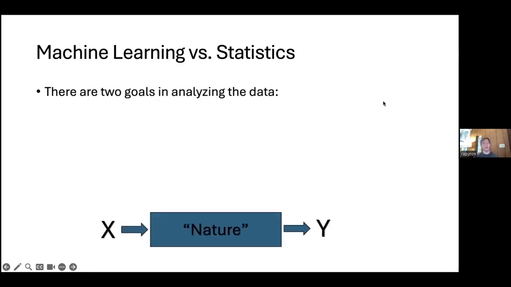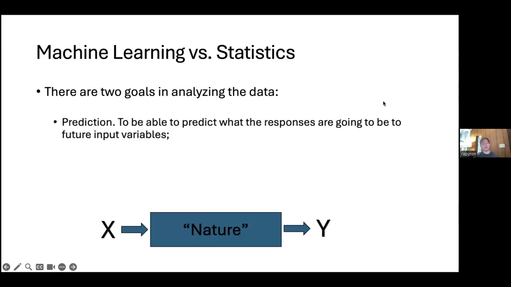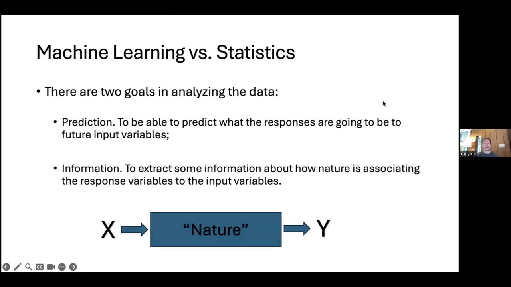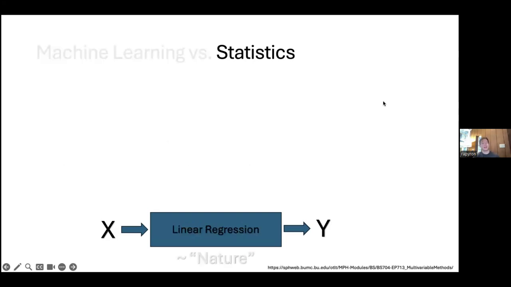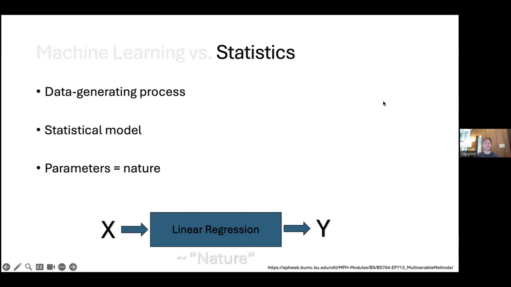And so, for instance, in statistics or in data analysis in general, we typically have two major goals. One is to be able to either predict what the responses might be in the future based on input variables, or to extract information about how the inputs are linked to the outputs, learning about the process itself in nature. And in statistical analyses and statistical models, we're trying to learn about the data generating process by fitting a statistical model where the parameters of that model are actually the quantities in nature that we're interested in learning about.